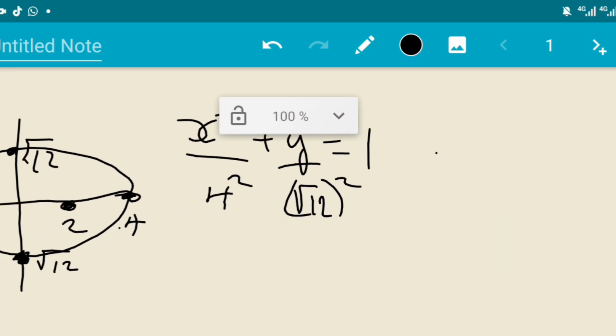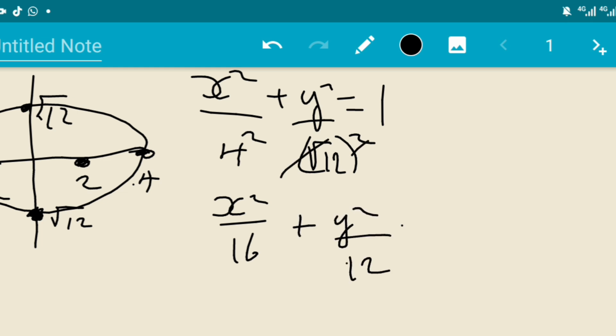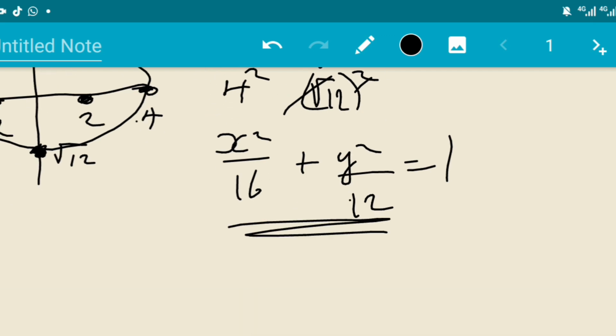Then we have our answer, but this just doesn't look neat. Let's simplify it. So this would be x squared over what? 16. It's okay for you to write it down like this. Plus y squared over what? This will go, that will go. Over 12 should be equal to 1. This is our equation.